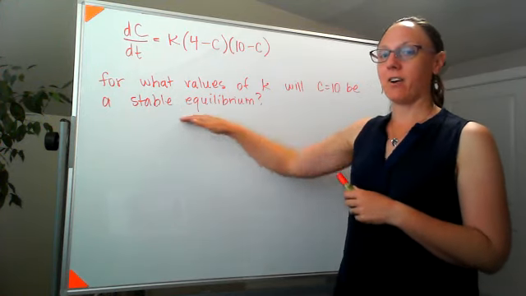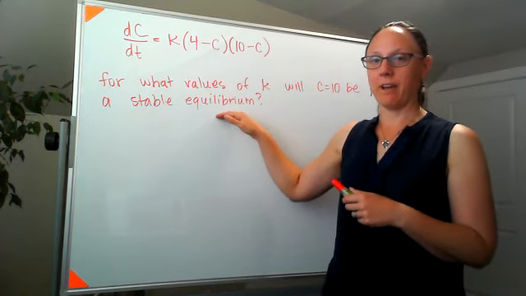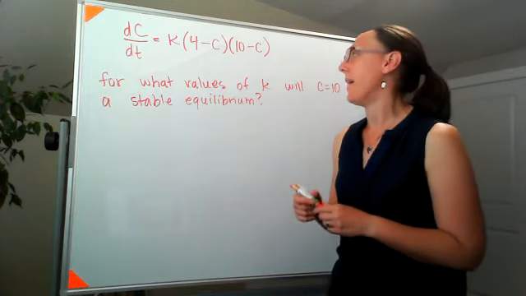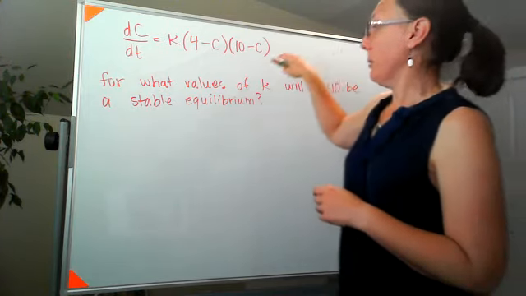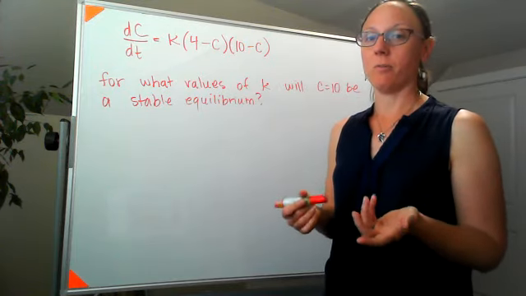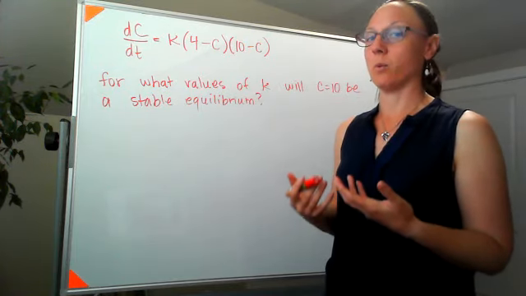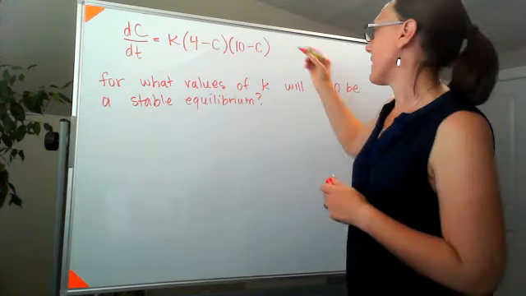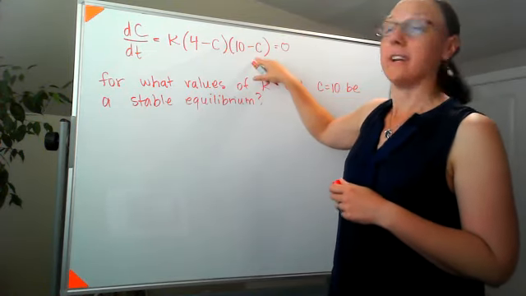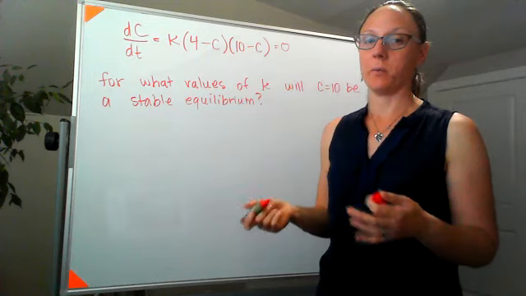But if all I care about is the stability of the equilibria, we don't have to separate or do any integration. We just have to work with this equation. To find the equilibria, we're looking for where the derivative is equal to 0. If I set this equal to 0, we can see that when c is 4 and c is 10, those are our two equilibria.